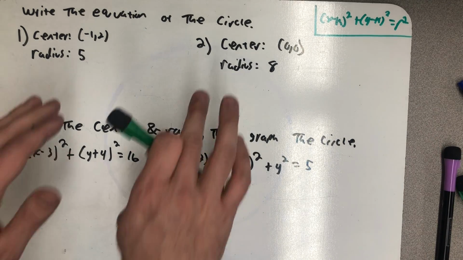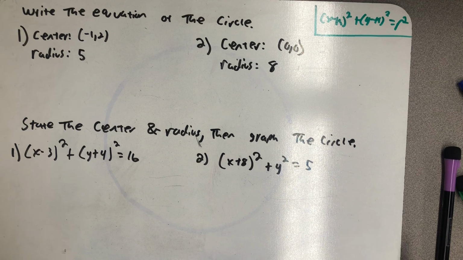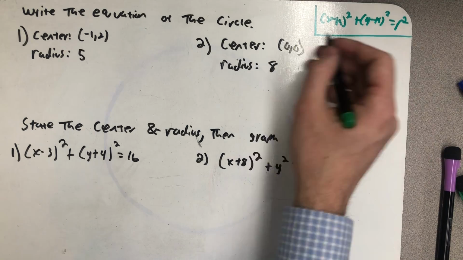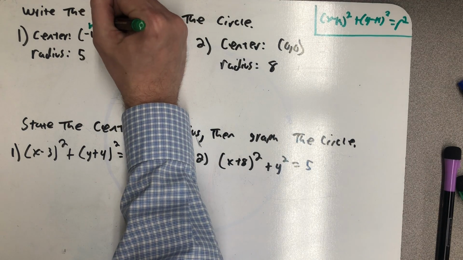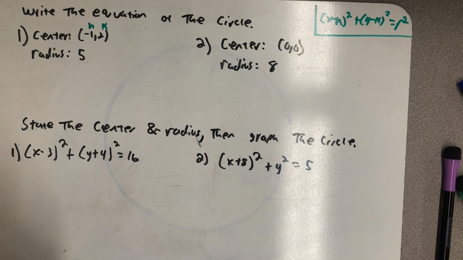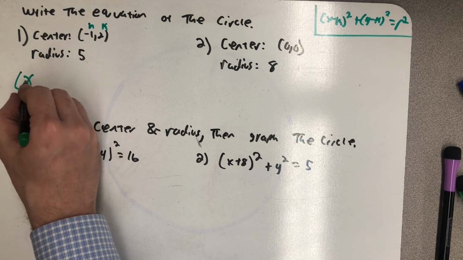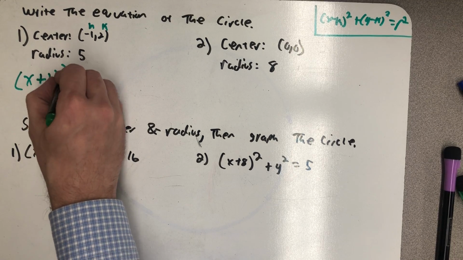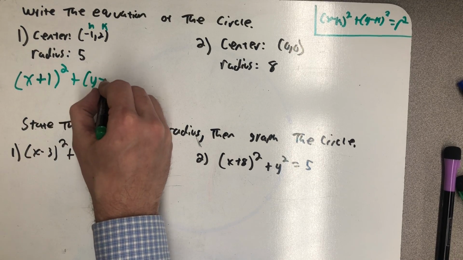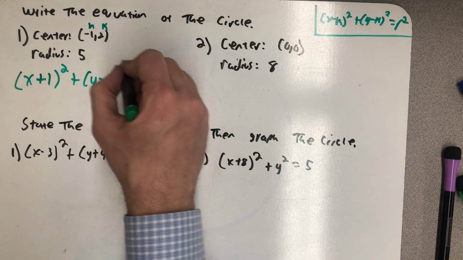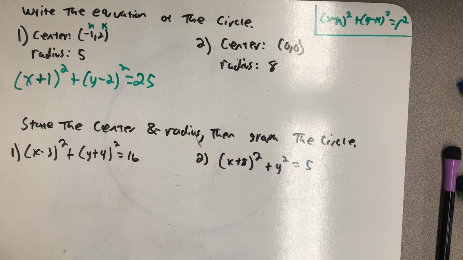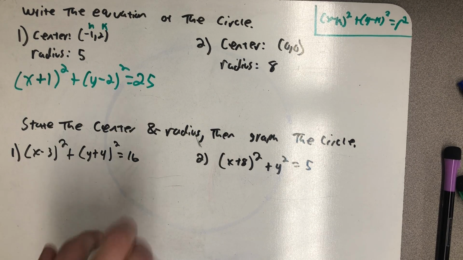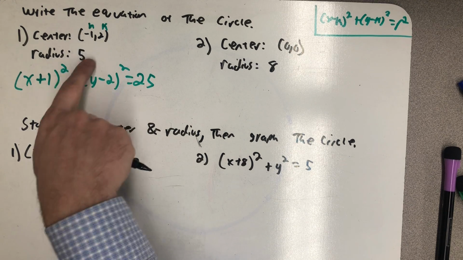So in this first pair of problems, we're asked to write down the equation of the circle being described. So I just plug the center in where it goes as h and k, and then that's the value of r. So here I have x minus h, but it's minus a minus 1, so x plus 1 all squared plus y minus 2 all squared equals 5 squared, which is 25. There's the equation of the circle centered at minus 1 comma 2 with a radius of 5.